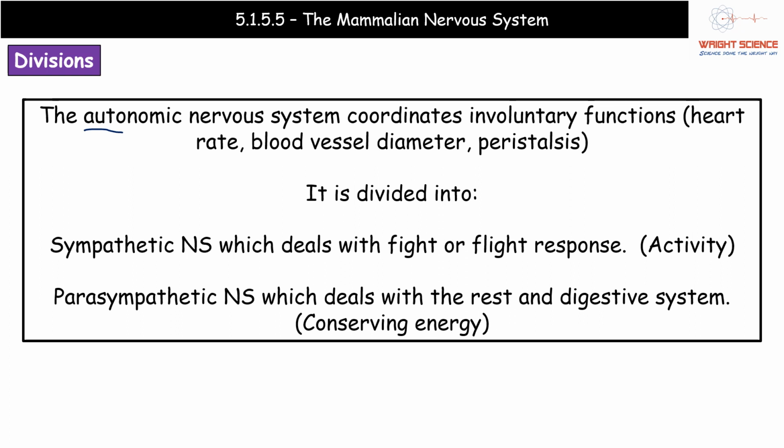Now, what we're able to do is take our autonomic nervous system and divide it further. And we're going to divide it down into the sympathetic nervous system, which is all to do with the fight or flight response, and the parasympathetic nervous system, which is all to do with rest and the digestive system. You can also think about it as the sympathetic is to do with activity, whereas your parasympathetic is all about conserving energy.